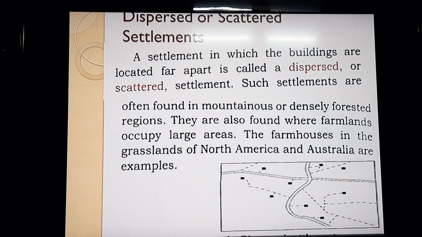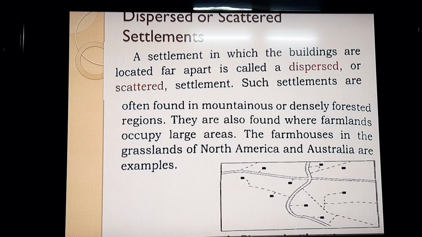The next pattern is the dispersed or scattered settlement. As the name suggests, scattered means the buildings are very far away from each other. A settlement in which the buildings are located far apart is called a dispersed or scattered settlement. Such settlements are often found in mountainous or densely forested regions where lots of land is available to construct the buildings. They are also found where farmlands occupy large areas.